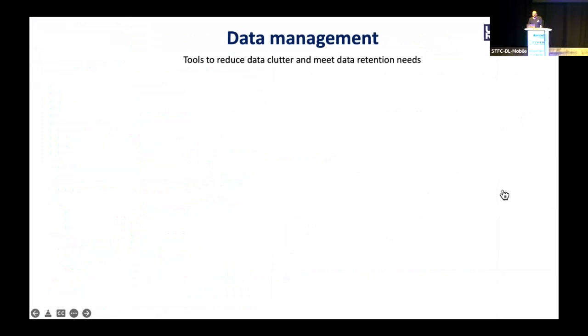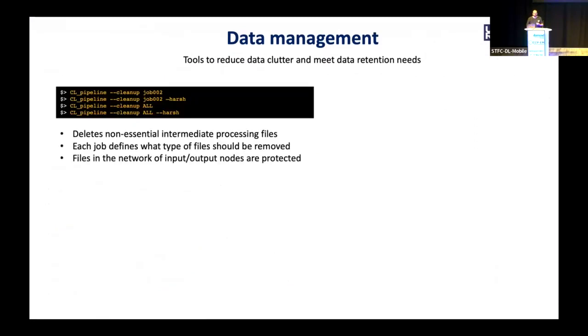We also have tools for data management. I think facility managers will be very happy about this. The first, familiar to most users of Relion, is the cleanup function. It deletes non-essential files and intermediate files, temp files, things like that. Again, in this modular nature, every job defines what it considers a non-essential file, but at the same time, the pipeliner is aware of its project network, and it'll never delete files that are important for other jobs, even if a job asks it to.